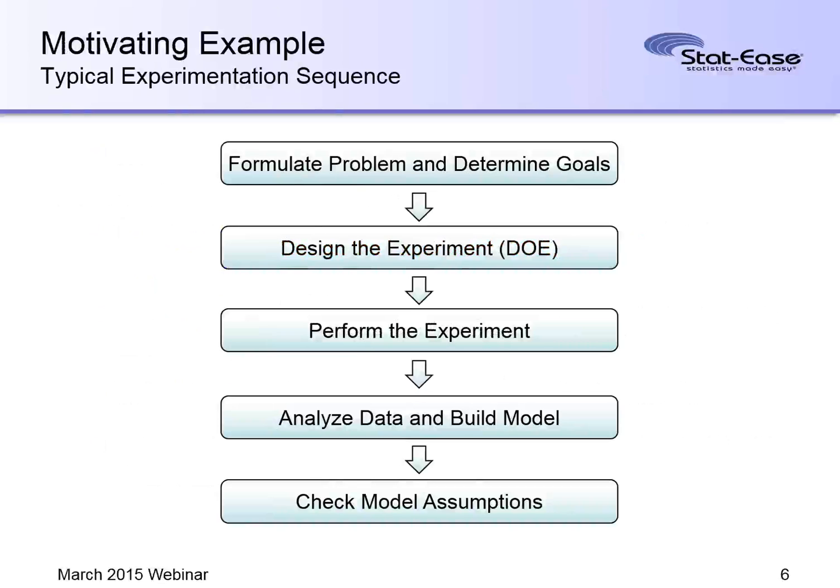Afterwards comes the most lengthy and most expensive part of this entire sequence, which is actually performing the experiment. Finally, after you've collected your data, you'll usually build a model. Again, this is almost always done using statistical software, such as Design Expert. And the last step should be to check the model assumptions. In other words, did the tool you used to analyze the data do an adequate job? Was it the correct tool?